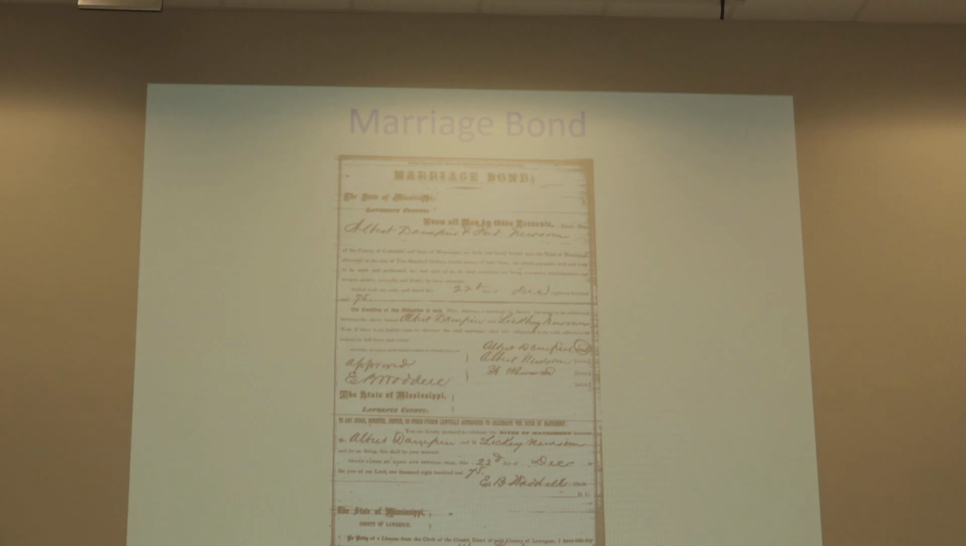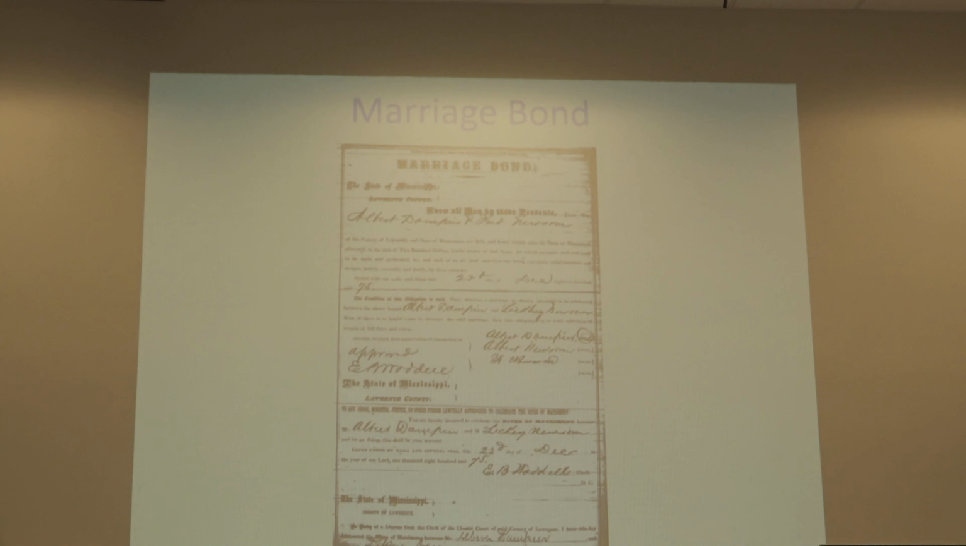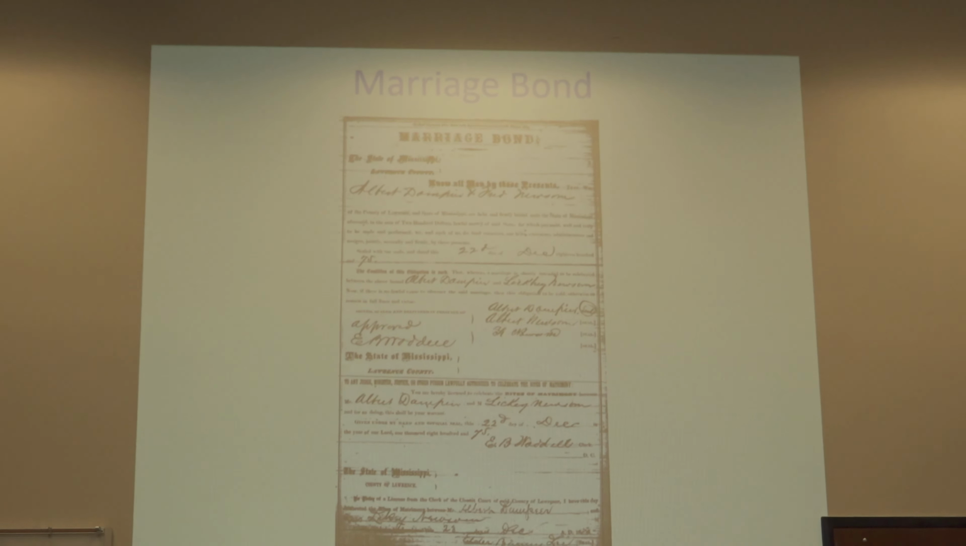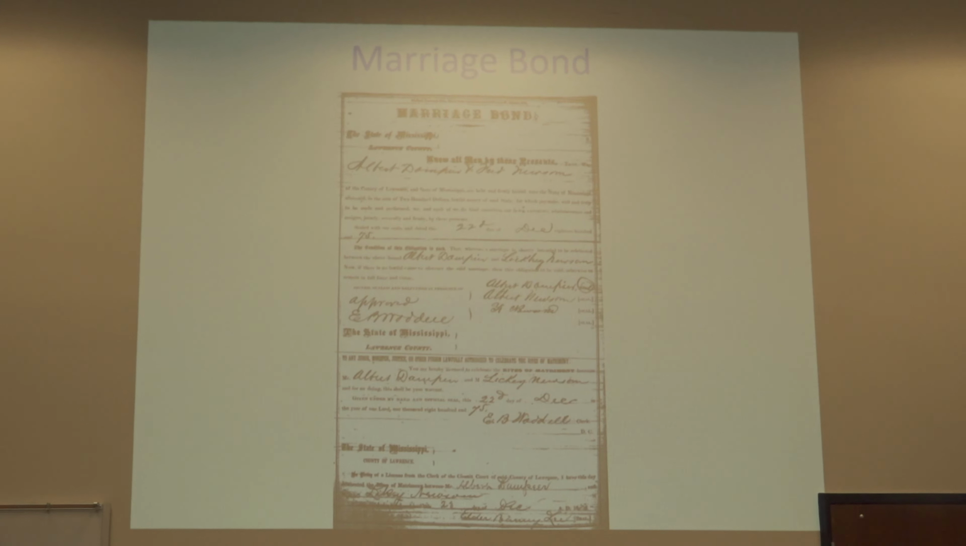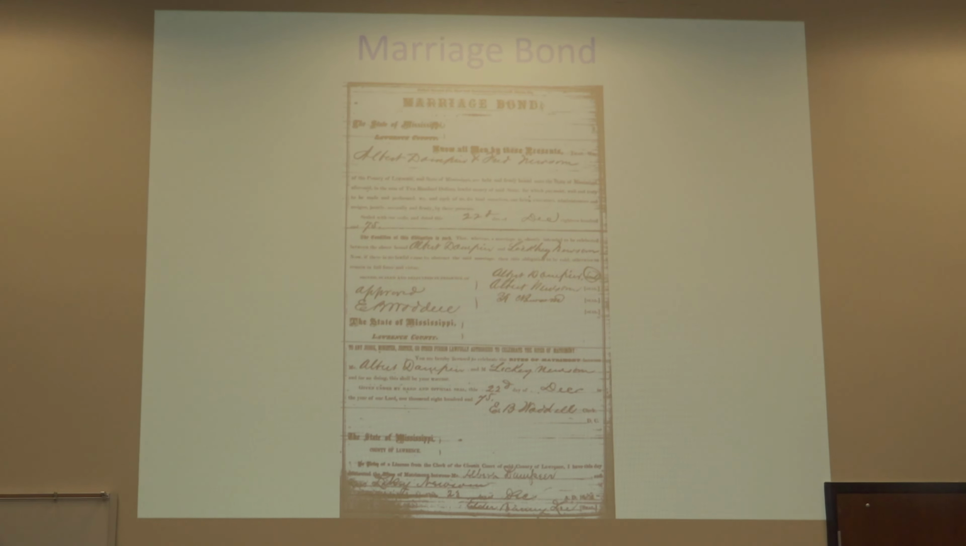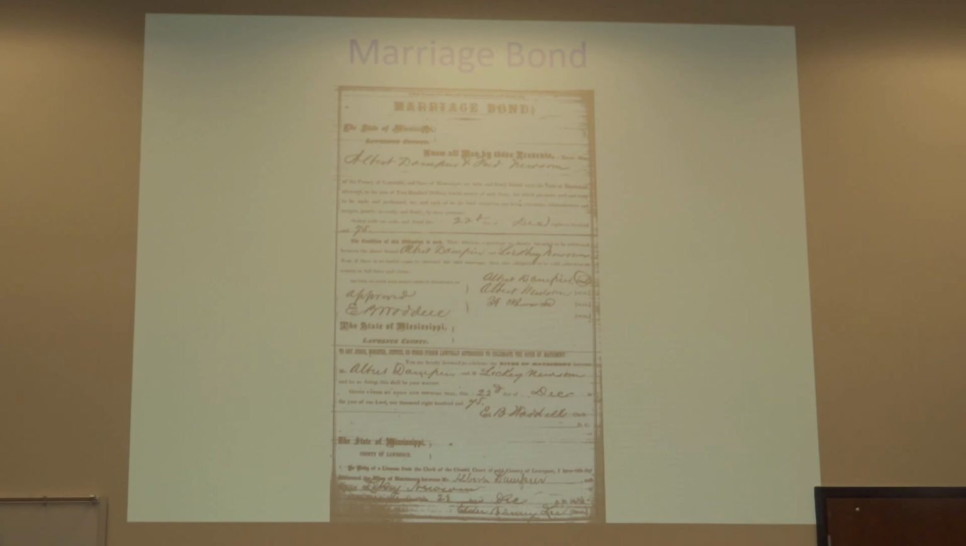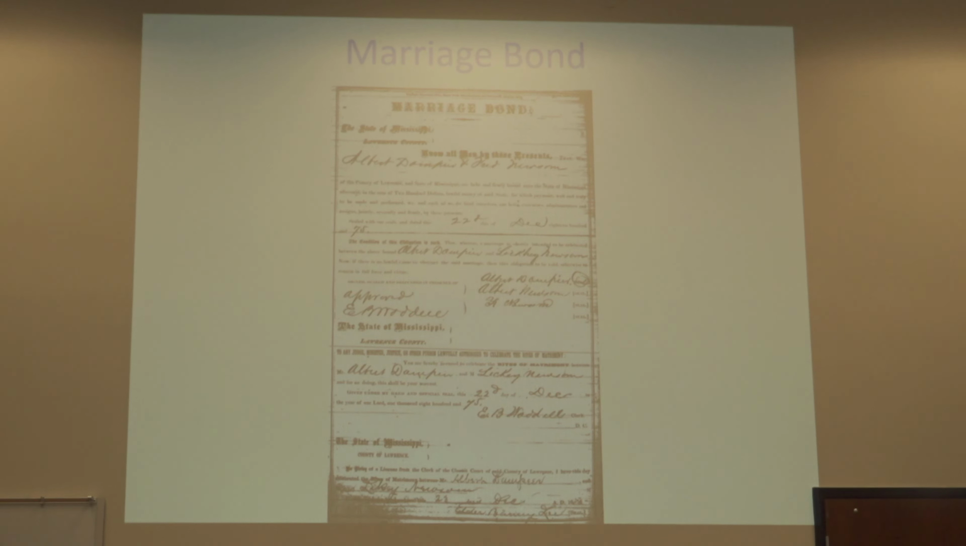Now, we talk about marriage records, and sometimes we see a marriage bond. And a marriage bond is just someone saying, I'm going to vouch for this person that they're going to get married. Okay. So this one is my children's great-great-grandmother, Albert Dampier and Lycan Newsom. And this is 1875. And you see, it doesn't look like the marriage records we have now, does it?